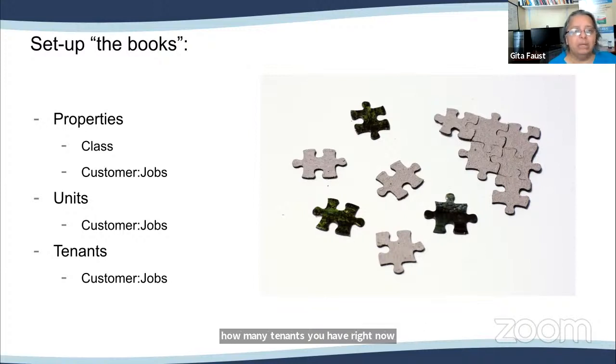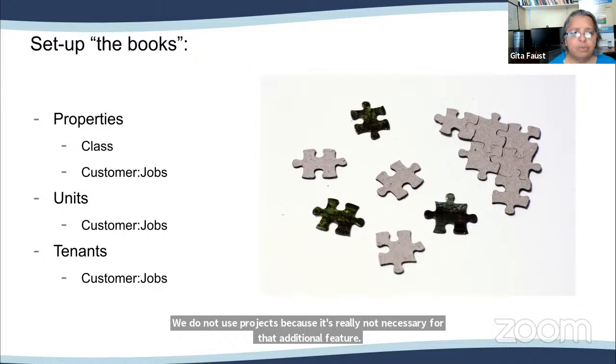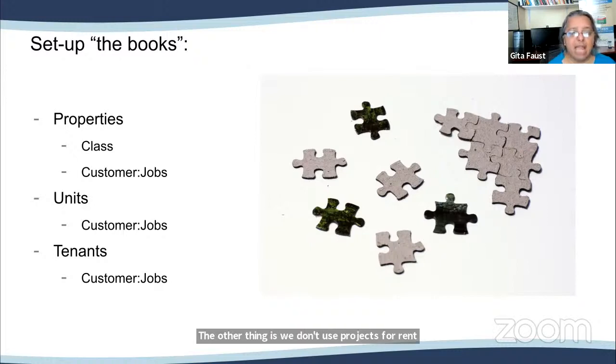Because when you look at the QuickBooks Online screen, you can't just visually identify them. It's just too cumbersome for some reason for me, so sometimes we just skip that first layer of properties in QuickBooks Online as customer and jobs. We do not use projects because it's really not necessary for that additional feature. The other thing is we don't use projects for rentals because most of the apps, if you integrate any, they don't sync in with projects.